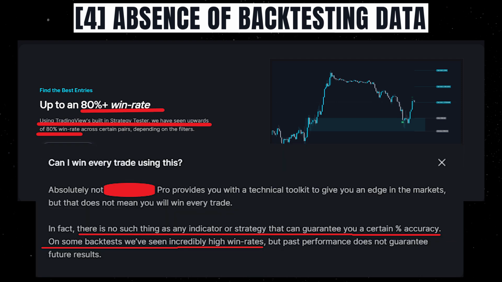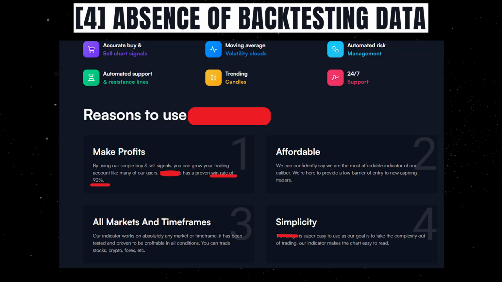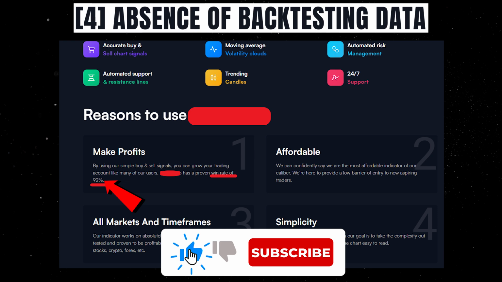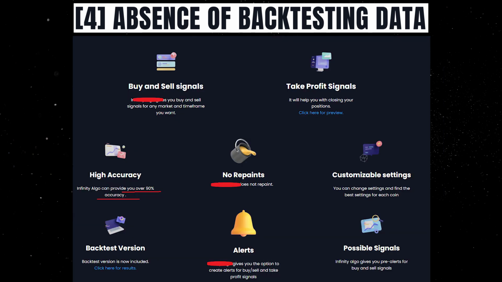And there's more. The FAQ page states that no strategies can guarantee a specific win rate, and again mentions backtests without providing any references to them. Continuing, we encounter another individual asserting a win rate of 92%, yet offering no supporting evidence. Clearly, a complete fraud. And here's our favorite example.